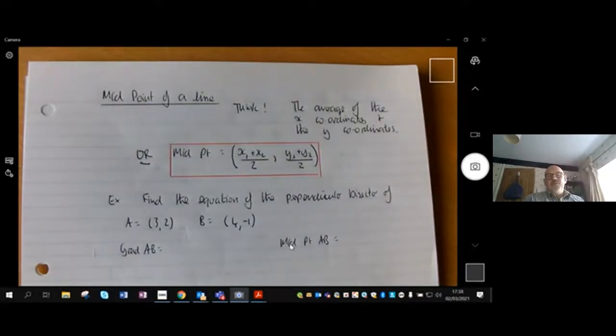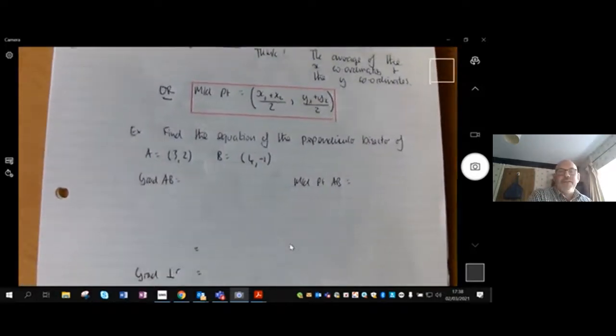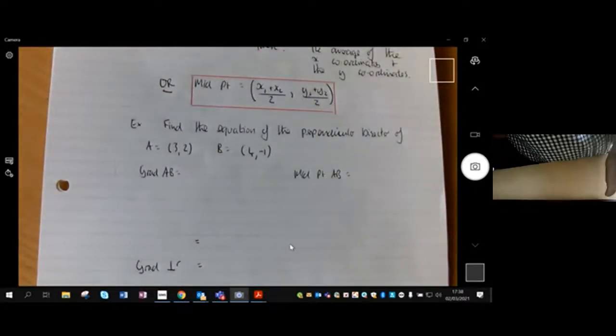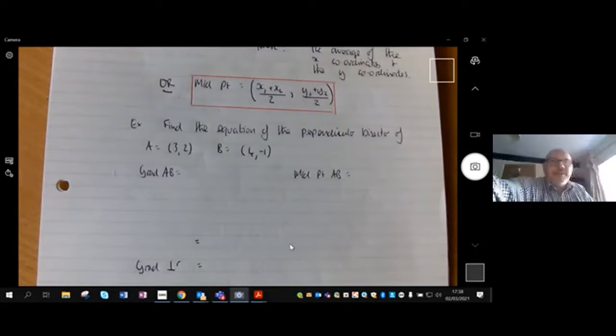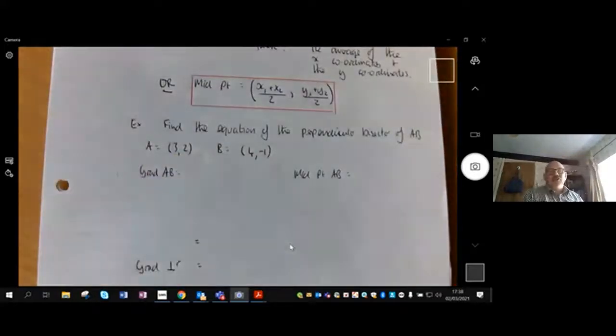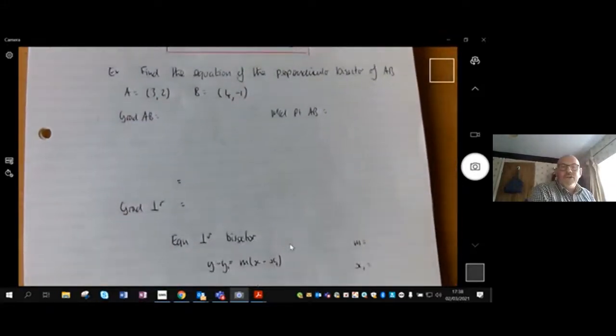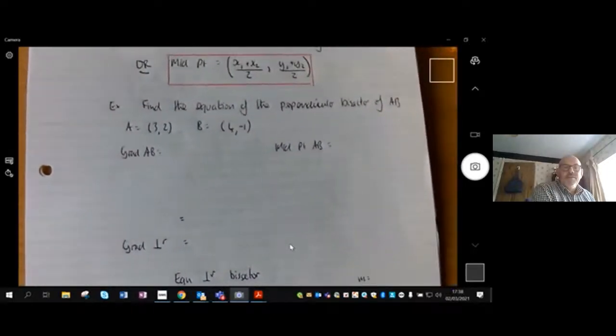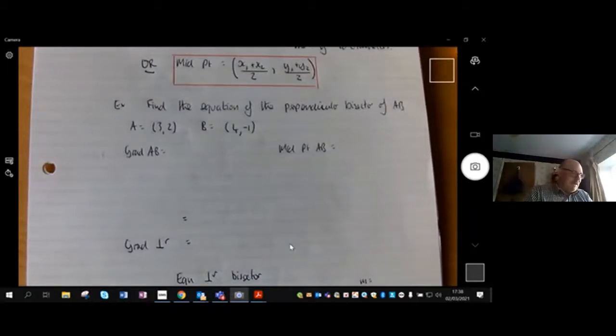Now, a very popular question is this one. Find the equation of the perpendicular bisector of AB. Wait a minute. I've just spotted a mistake here. Find my black pen. It should say of AB, where A is that and B is that. So, again, I'm not going to give you time to do the whole question. You might want to just have a minute, just have a think about it, and then I'll quickly fly through this one.